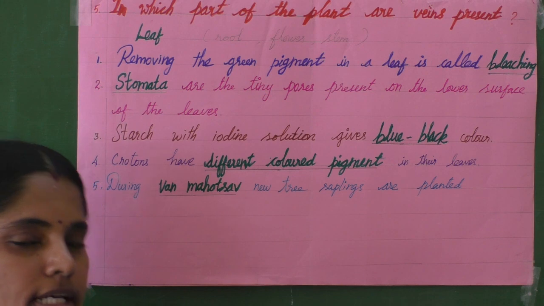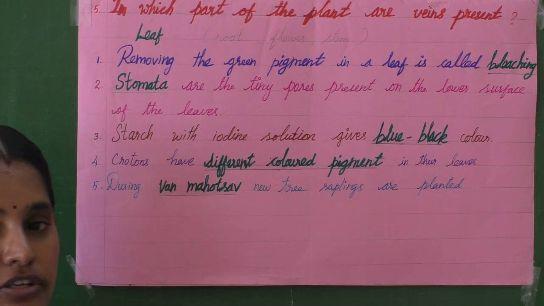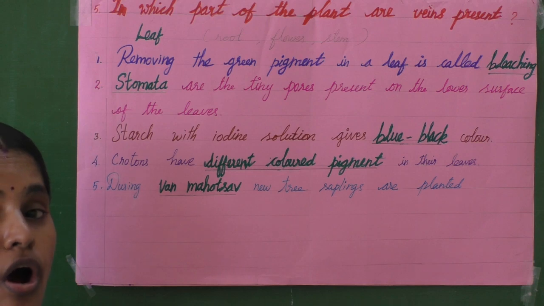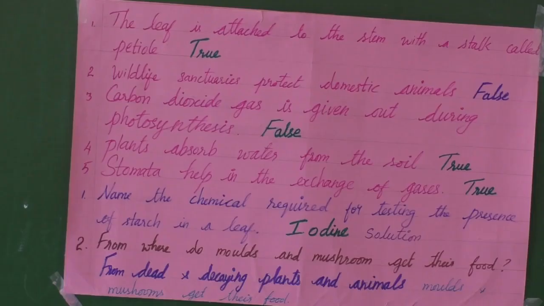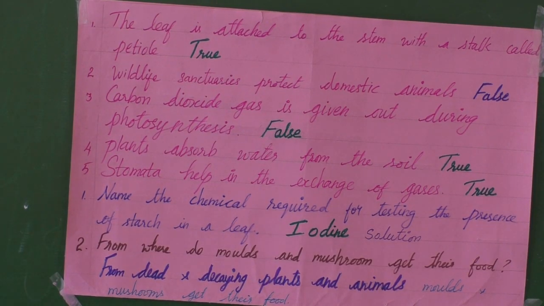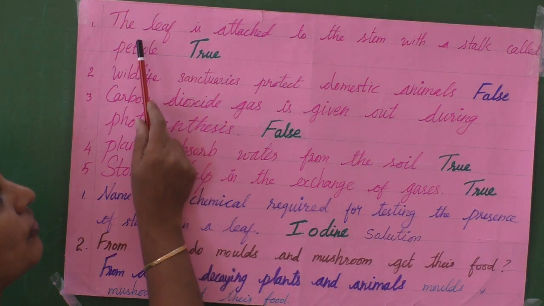All these printed materials are already posted in your Google Classroom video. Check the answers and write. Clear, children? Then we'll switch over to the next section, C section. What is that? True or false? First one, true or false?